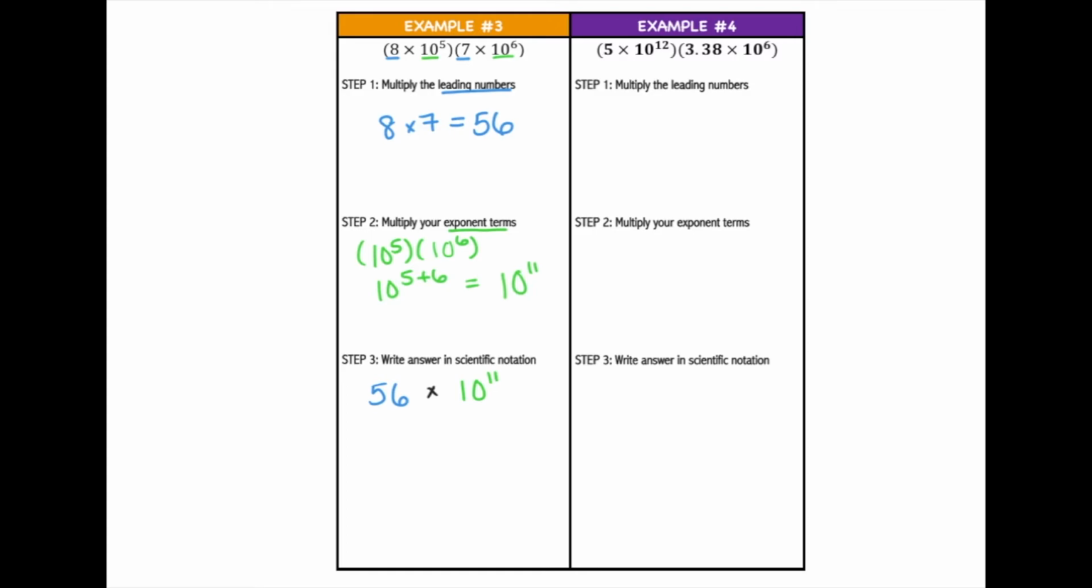We don't see a decimal here, but we know that 56 would have a decimal at the end of that number. And to rewrite this into proper scientific notation, I'm going to have to move that decimal 1 place to the left so that I have a new decimal here. Now, because I moved the decimal 1 place to the left, I need to add 1 to my exponent for my exponent term. And that's going to make my actual answer 5.6 times 10 to the 12th power.